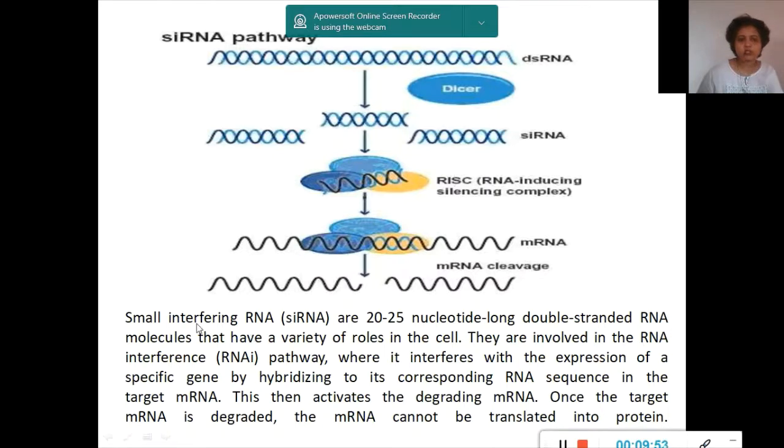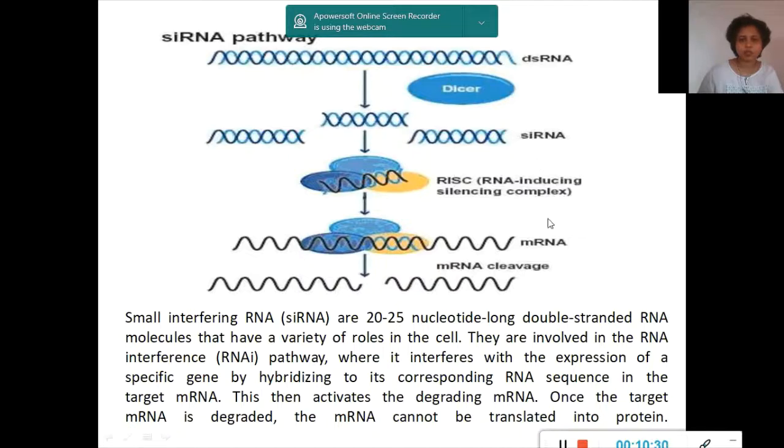Now coming to the siRNA. These are called small interfering RNAs, and they are 20 to 25 nucleotide long double-stranded RNA molecules that have a variety of roles. Some of them are involved in RNA interference pathways, where they interfere with the expression of a specific gene by hybridizing to the corresponding RNA sequence in the target mRNA. This then activates degradation of the mRNA. Once the target mRNA is degraded, it cannot be translated into the protein.